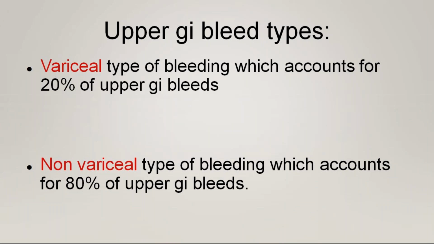There are two types of upper GI bleed: one is variceal bleed, another is non-variceal bleed. Variceal bleeds account for 20% of upper GI bleeds, whereas non-variceal bleeds account for 80% of upper GI bleeds.